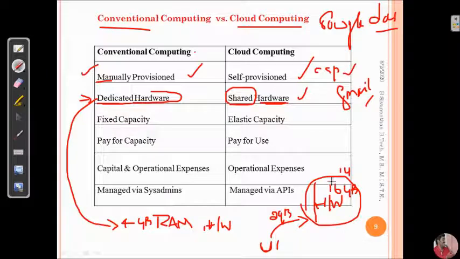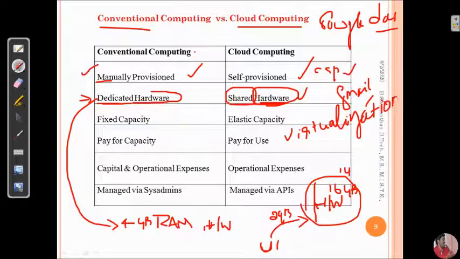No need to worry about it, as this can be studied in much more detail in upcoming units. This shared hardware can be achieved with the help of the virtualization concept. Virtualization is the backbone of cloud computing. Without the virtualization concept, cloud computing is not in a position to deliver any services. Kindly make a note of it. Virtualization is one of the important components of cloud computing.